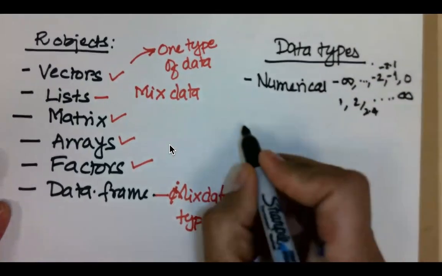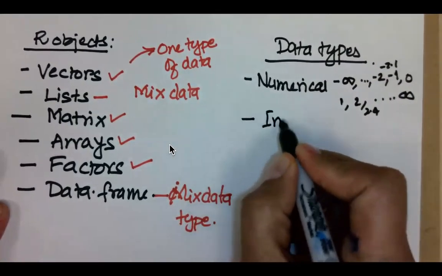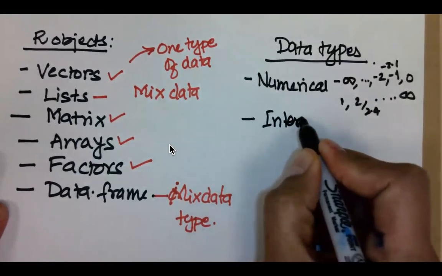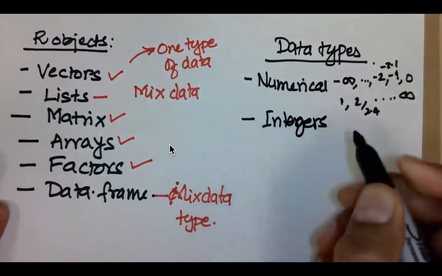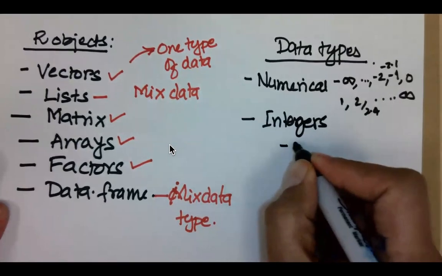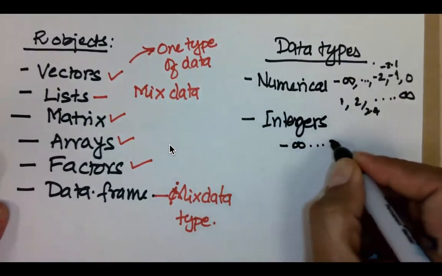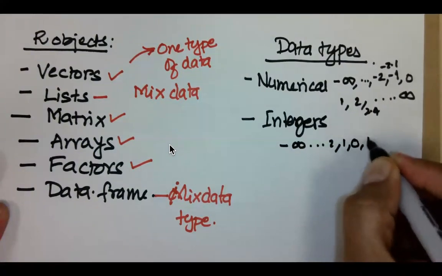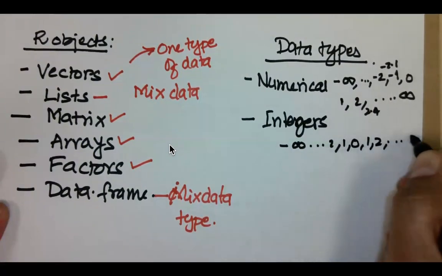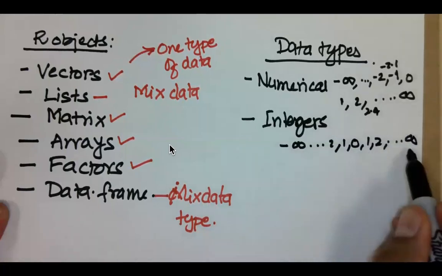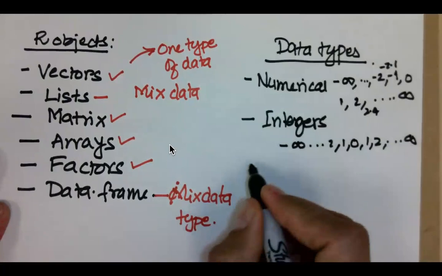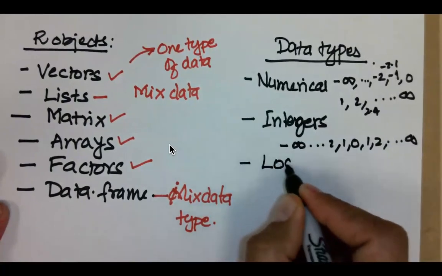The next is called integers. The integers are more of whole number types. They go from negative infinity, -2, -1, 0, 1, 2, and then positive infinity. And these numbers don't have decimal values inside them. So those are integers. Another data type is logical.